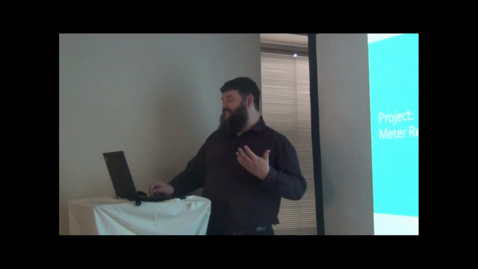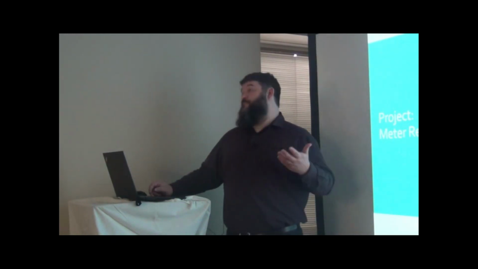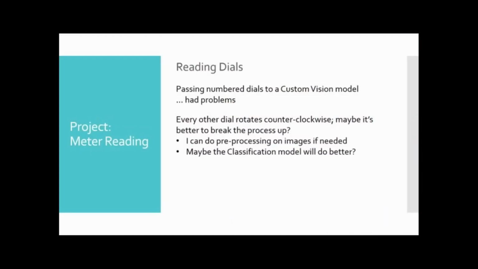I reasoned that there were two issues with this, beyond just needing more data. Like we mentioned earlier, every other dial rotates counterclockwise, right? And if we look at these dial images, we as humans pay a lot of attention to the number and the dial, but the model might not, and that data might not be super clear in those scenarios. So I thought, maybe if the dial itself, the actual black bar part of the dial, is the most prevalent thing, then I can get it to care more about that. Maybe I can break up the process. So my thought was, maybe I'll do some pre-processing on the images.